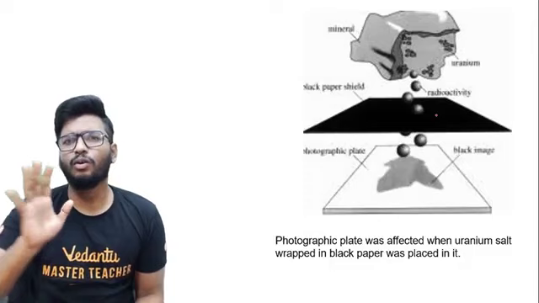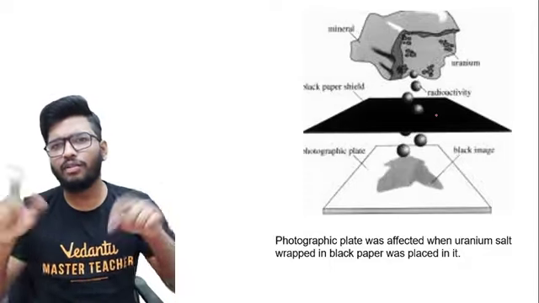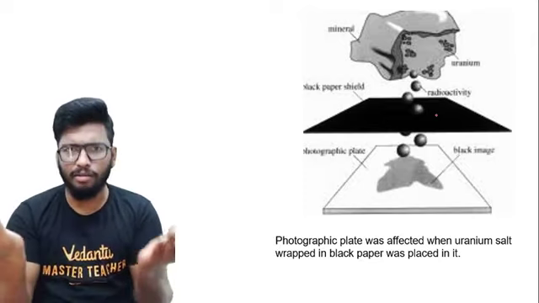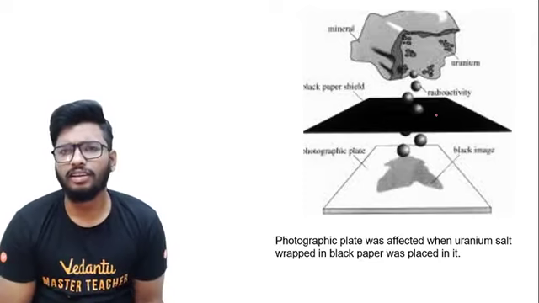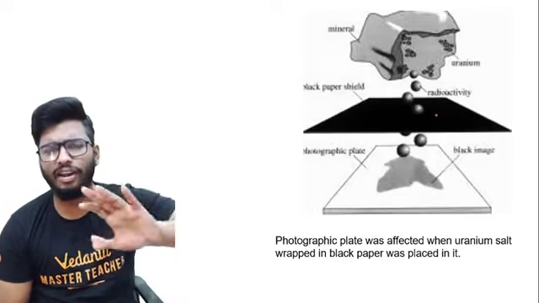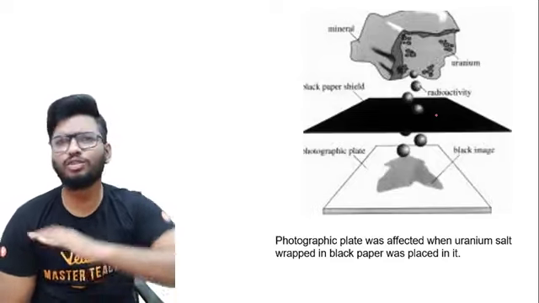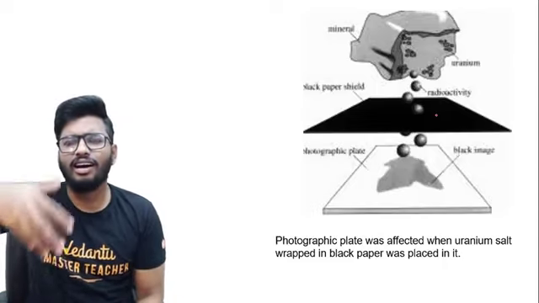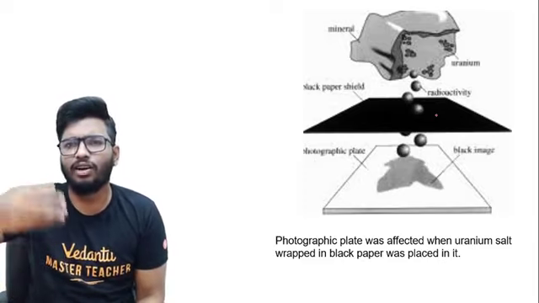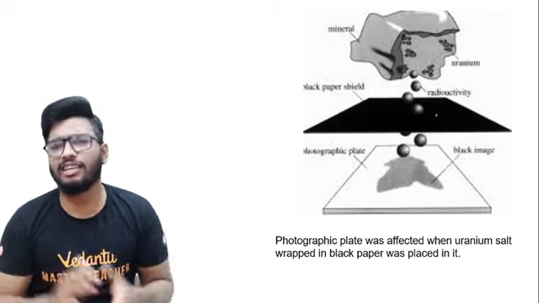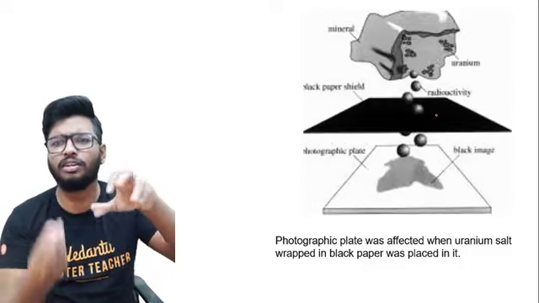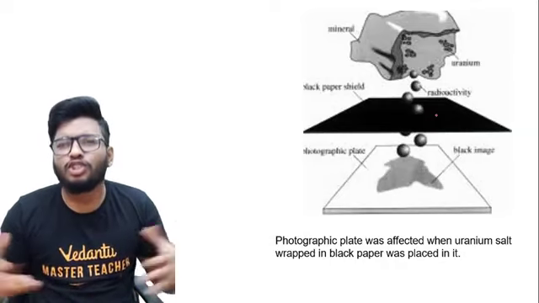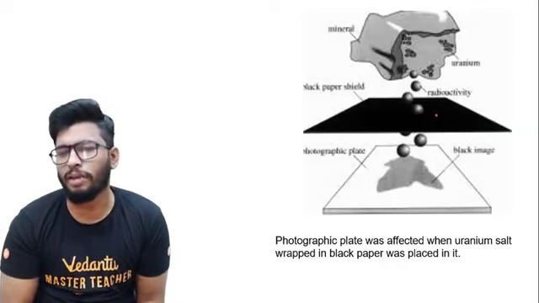Now, what he noticed was that when he put other fluorescent material, not uranium, with the black paper and that photographic plate, and left it whole night for 24 hours, the next day when he came and saw, there was no change at all. Nothing was formed on the photographic plate. So he understood that these fluorescent materials are not able to produce any sort of image. The emission might not be strong enough to pass through the black sheet of paper.